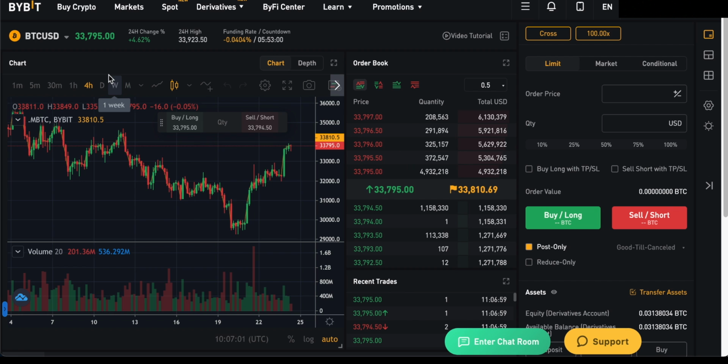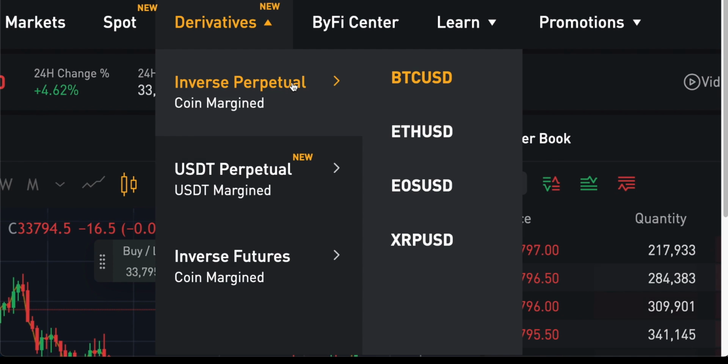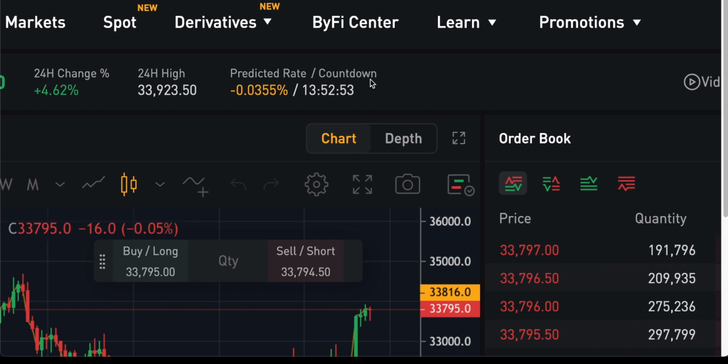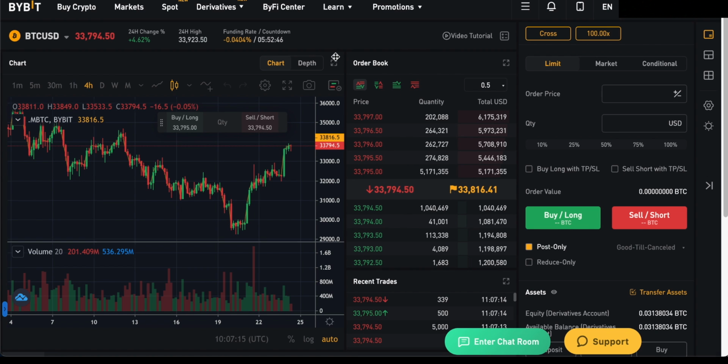Something important to know when you're trading futures on any platform, and Bybit is no different, is what you can see here, the funding rate. Now, a funding rate is something that you have to pay when you go long a future. A future is a synthetic contract, and essentially what you're doing is borrowing money or leveraging a collateral that you have on account to go long.